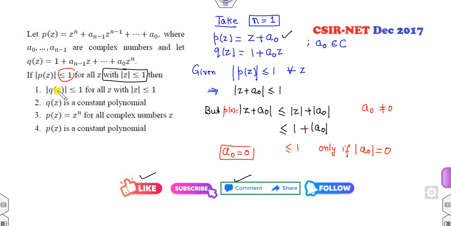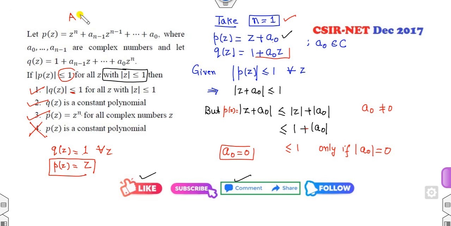Once a0 is 0, what is q of z? Q of z will be 1 for all z. So mod of q of z is less than or equal to 1 because equality holds. Yes, satisfied. Q is a constant function, satisfied. When a0 is 0, what is p of z? P of z is only z, and n is 1. Yes, it's satisfied. P is not a constant function. So the right answers are A, B and C.